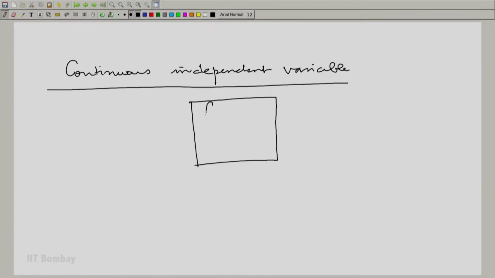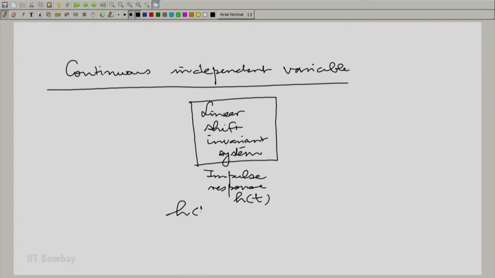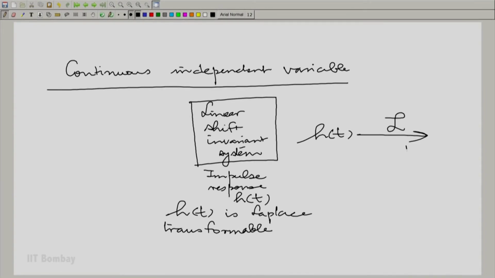So, let us review the context. We have a linear shift invariant system. Its impulse response is h of t. h of t is Laplace transformable, and h(t) has the Laplace transform given by capital H of S with a region of convergence R_H. This is the expression, this is the region of convergence.